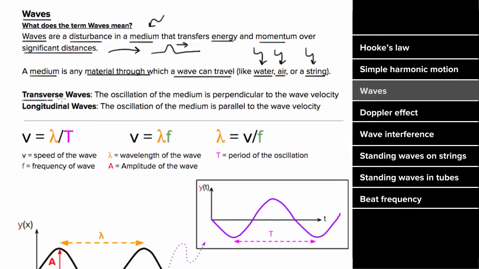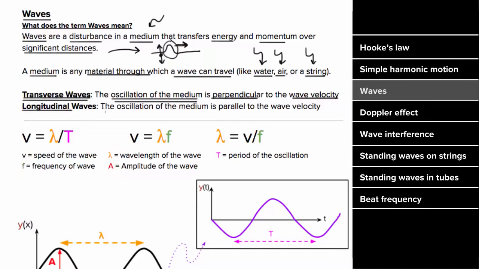For transverse waves, the disturbance of the medium is perpendicular to the wave velocity. By wave velocity, we mean the direction in which the disturbance travels. And by oscillation of the medium, we mean the direction in which the particles of the medium actually move. For a wave on a string, the particles move up and down, but the disturbance travels to the right. So this would be a transverse wave.